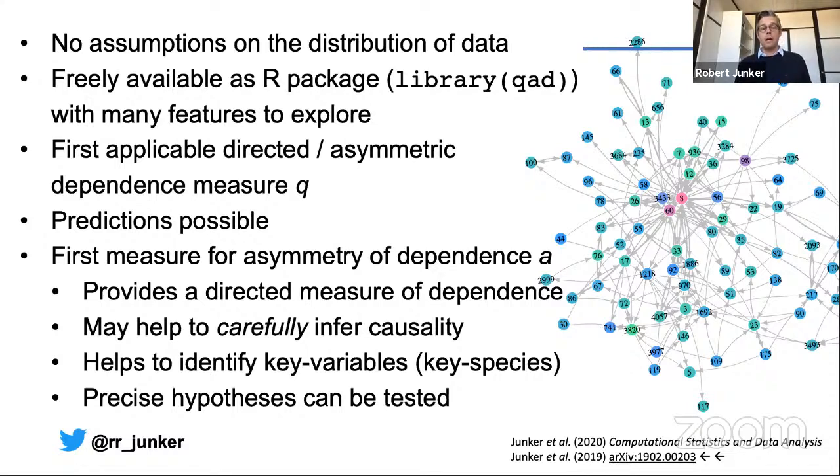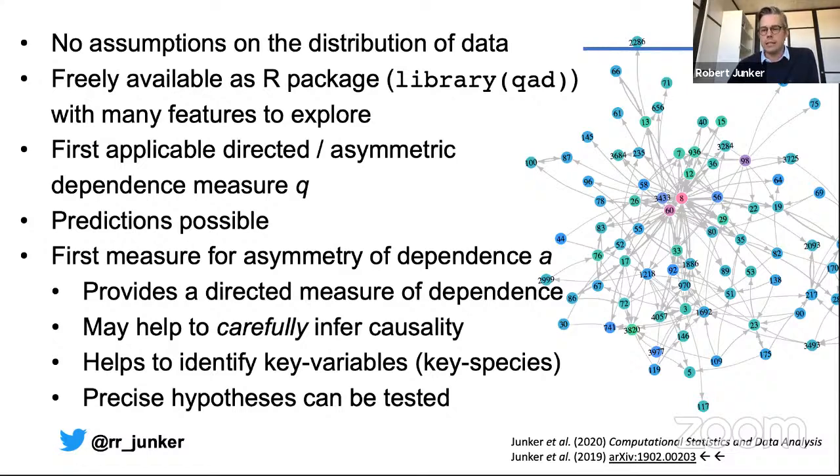And because we can now calculate the asymmetry of dependence A, we can calculate directed measures of dependence. That gives a lot more information than other dependence measures. It may help to carefully, and here I have to pronounce the word carefully, infer causality.